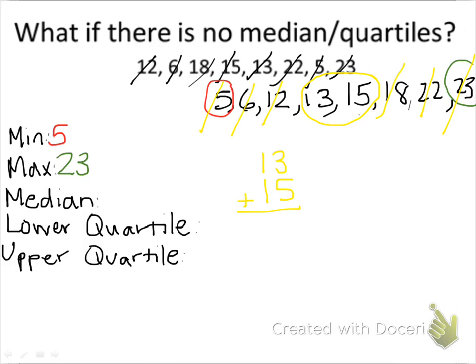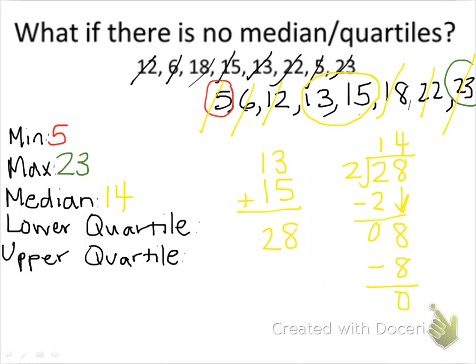3 plus 5 is 8, 1 plus 1 is 2, and then 28 divided by 2. 2 goes into 2 once, 1 times 2 is 2, 2 minus 2 is 0, bring down that 8. 2 goes into 8 4 times, 4 times 2 is 8, 8 minus 8 is 0. So my median is 14.